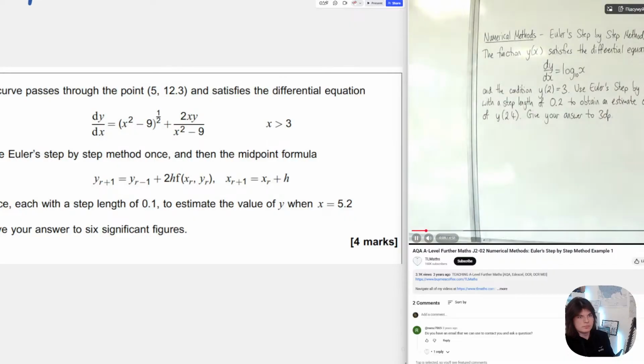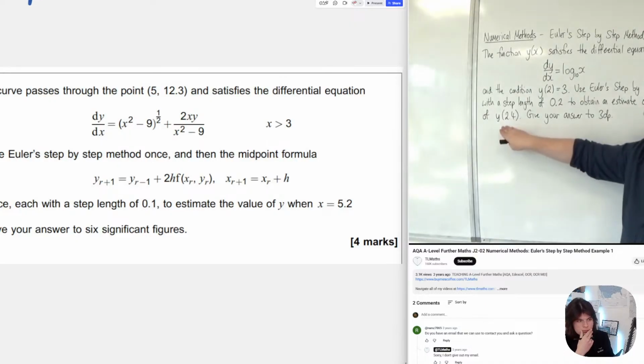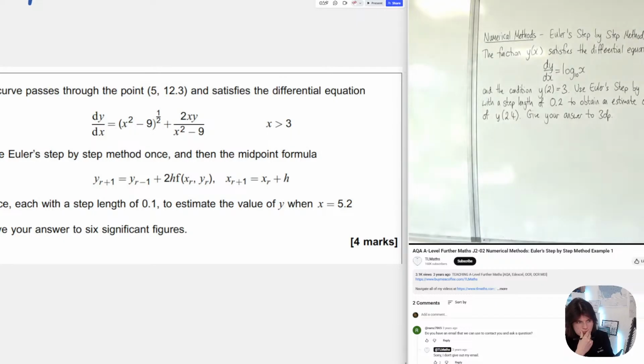dy by dx is equal to log base 10 of x, and the condition that y of 2 is equal to 3. So what that means is that when x is 2, y is 3. Use Euler's step-by-step method with a step length of 0.2 to obtain an estimate of the value of y of 2.4. So we want to find y when x is 2.4. Give your answer to 3 decimal places.